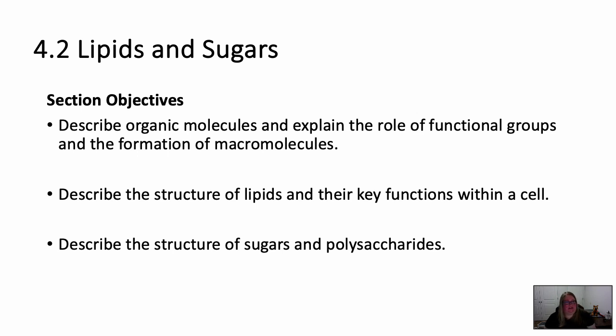Okay, so in 4.2, as I said, we are going to focus on lipids and sugars. You need to be able to describe organic molecules and explain how they're formed, how we make the polymers. You need to be able to describe the structure of lipids and their key functions within the cell. So what do they do to cells? And then you need to be able to describe the structure of sugars and polysaccharides. Polysaccharide means many saccharides, saccharide means sugar, so many sugars. So polysaccharides are the polymers of the carbohydrate group.